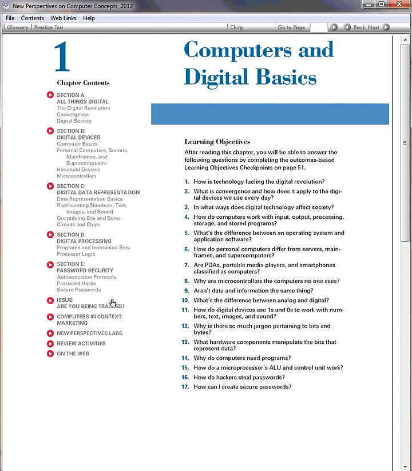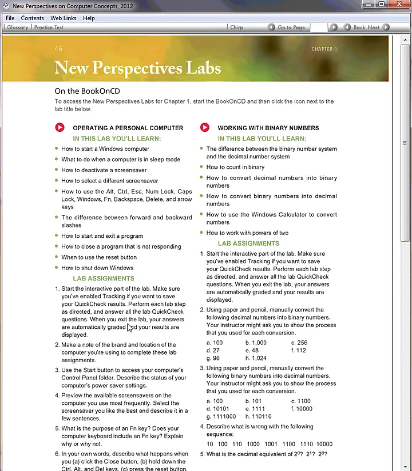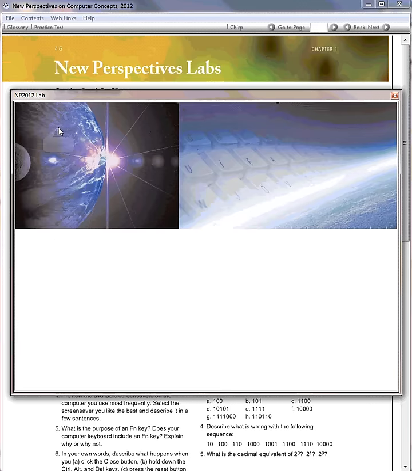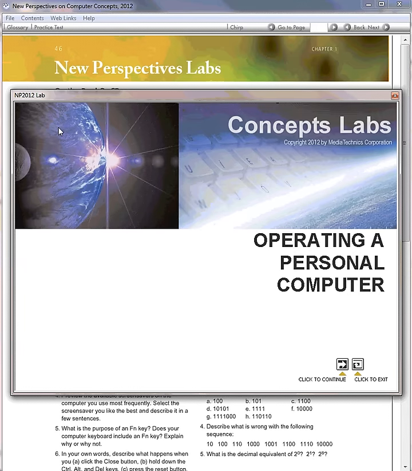If you go down on the left-hand side, you'll see New Perspectives Labs. We're going to click on that. And then it'll take you to the labs. You'll notice on the course schedule that in every chapter we have at least one lab that we'll be working in. All of the information that you'll need is within this book on CD. So you'll see the red button here that says Operating a Personal Computer. So we're going to click on that.